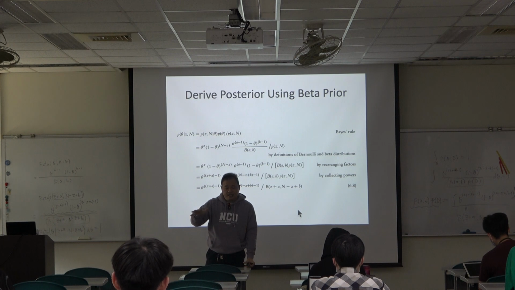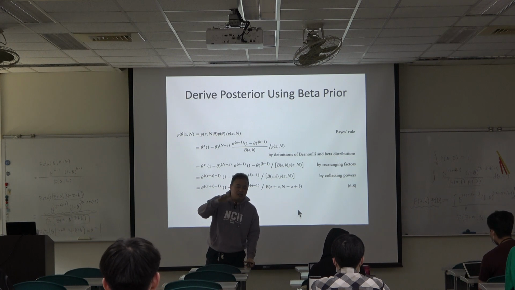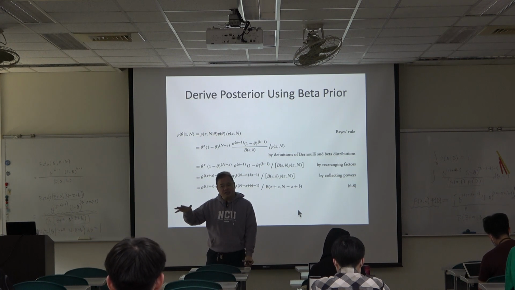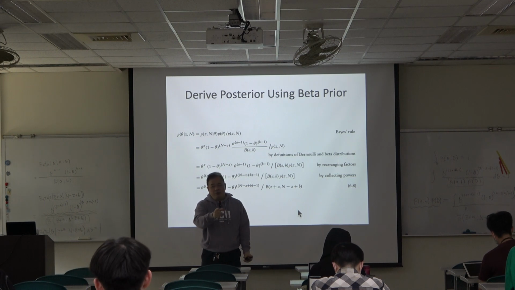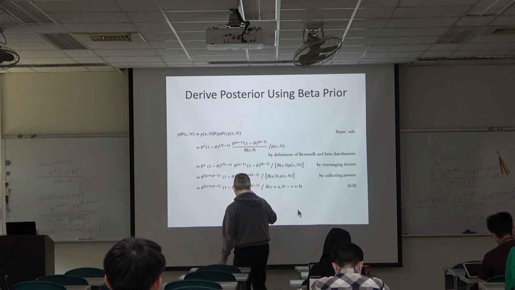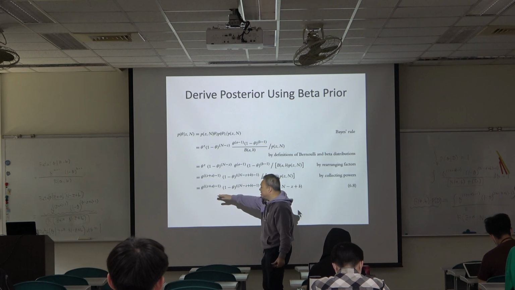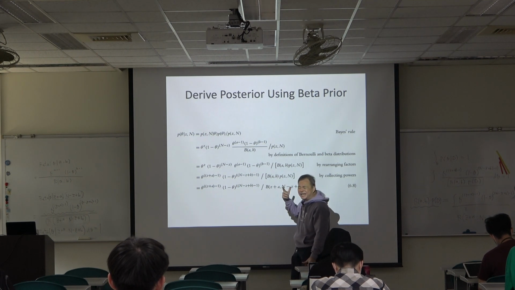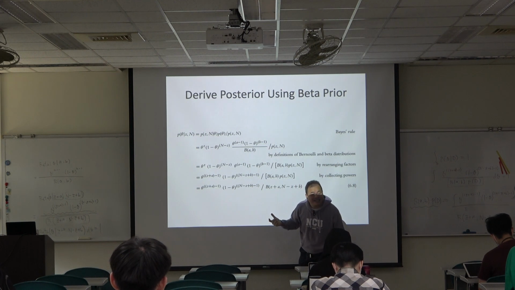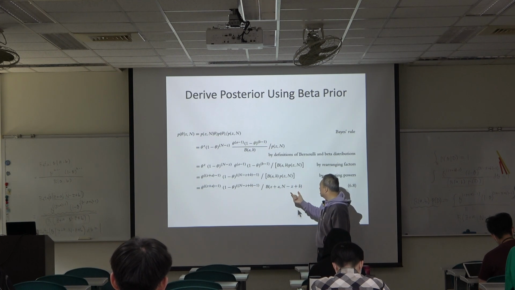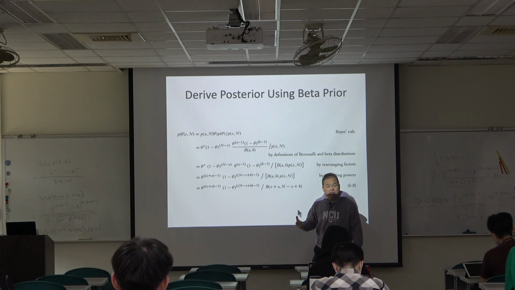The data you collected has a number of heads, z, and n minus z tails. And then the posterior you obtained indicates that it's just like you have a plus the total number of heads z, and b plus n minus z number of tails. It's very consistent, right?